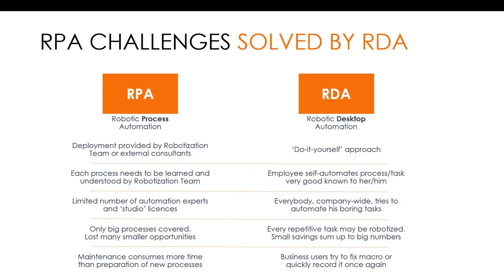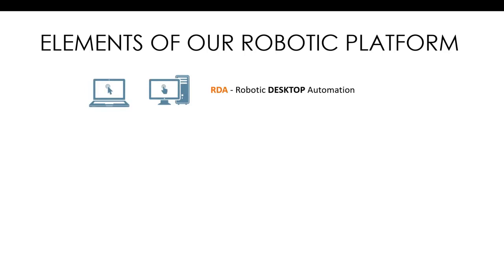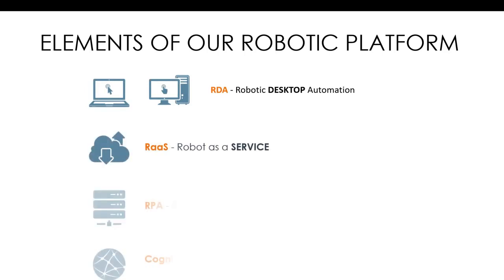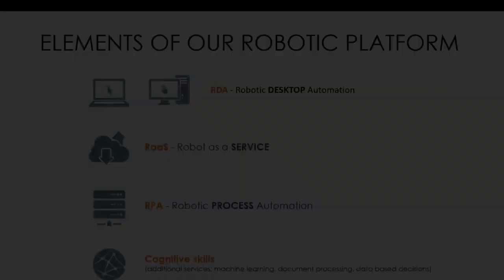In this tutorial, we will present elements of our unified robotic platform: RDA, Robotic Desktop Automation; RAAS, Robot as a Service; and RPA, Robotic Process Automation extended by cognitive skills. First, let's take a look at our robot.